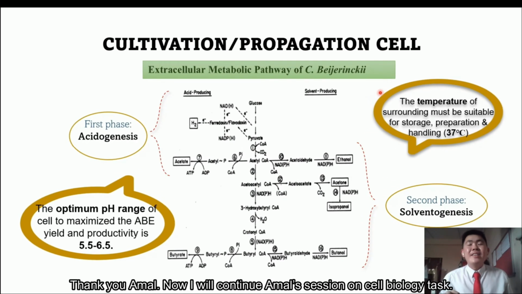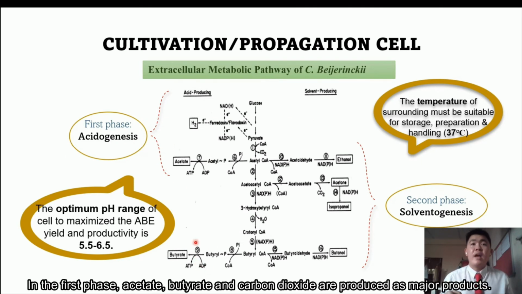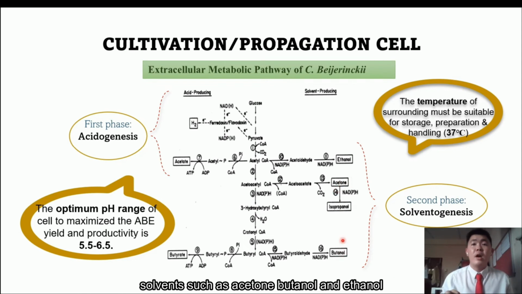Thank you, Ahmad. Now I will continue Ahmad's session on cell biology tasks. The extracellular metabolic pathway can be separated into two phases, that is, acetogenesis and solventogenesis. In the first phase, acetate, butyrate, and carbon dioxide are produced as major products, while in the second phase, acids are re-assimilated and transformed to solvents such as acetone, butanol, and ethanol. The optimum pH range should be 5.5 to 6.5, while the optimum temperature should be 37 degrees Celsius.